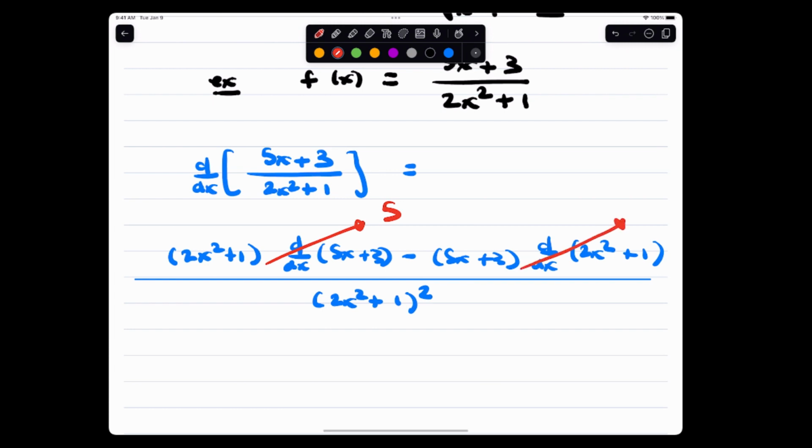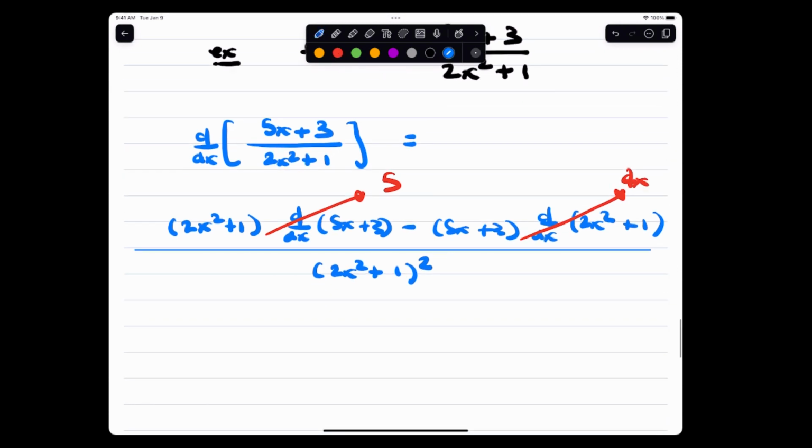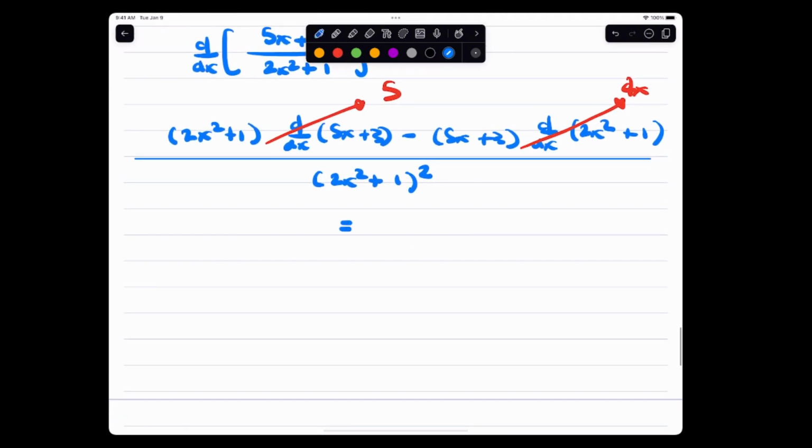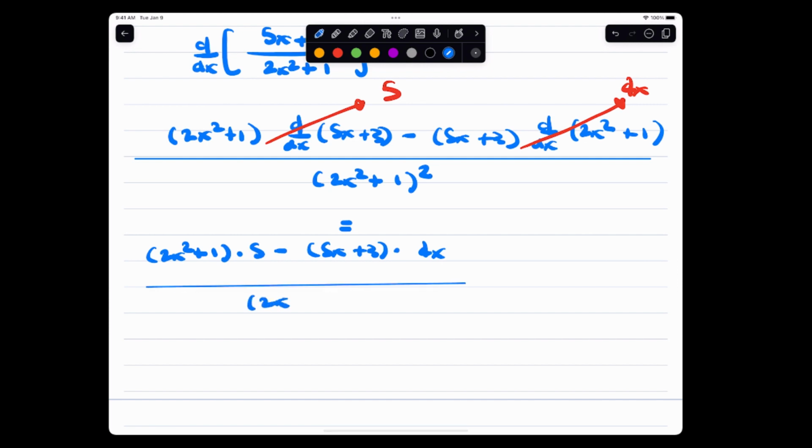What's the derivative of, ooh, we can't see. What's the derivative of 2x squared? Do you guys know? 4x, okay. So now you have what? You get this: 3x plus 1 times 5 minus 5x plus 3 times 4x, everything over what? Okay.